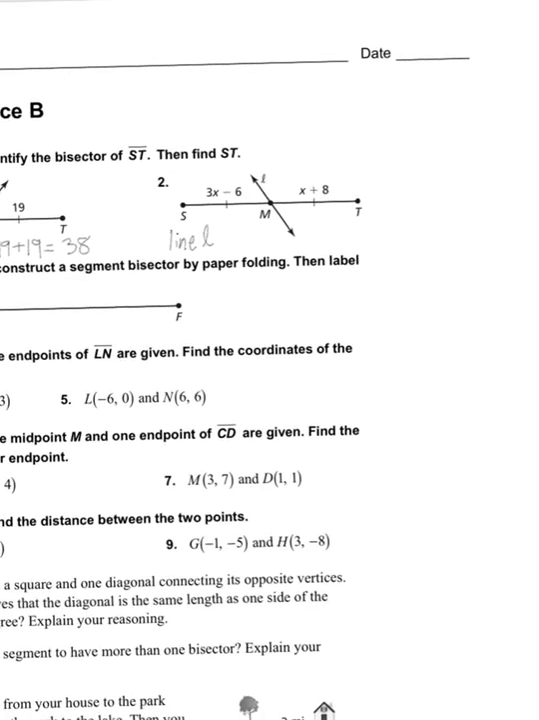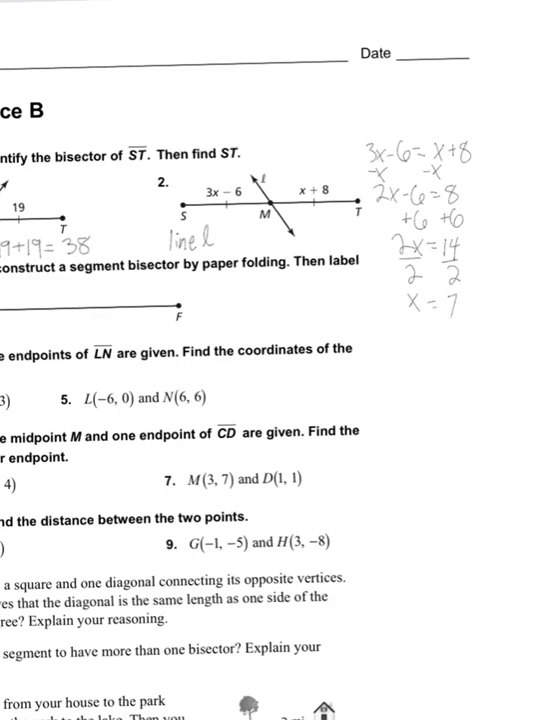Let's see here. We know that 3x minus 6 must equal x plus 8. I'm going to solve for x. I'm going to subtract x from both sides. 2x minus 6 must equal 8. Add 6 to both sides. 2x equals 14. Then I'm going to divide both sides by 2. So x must then equal 7.